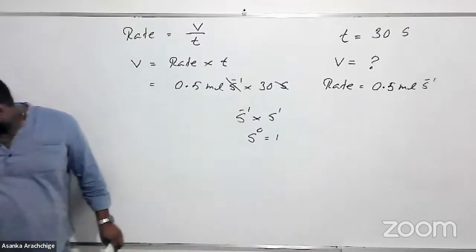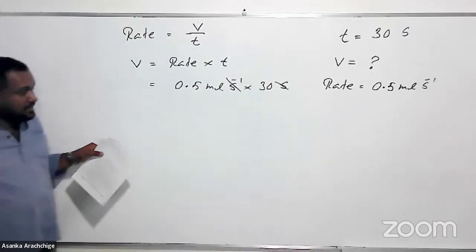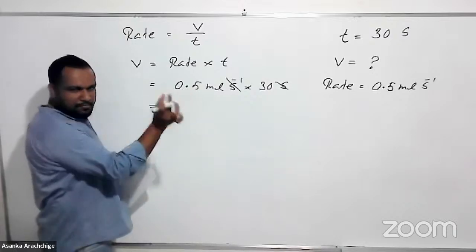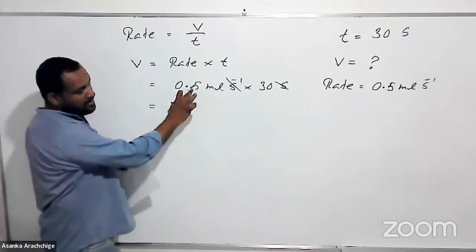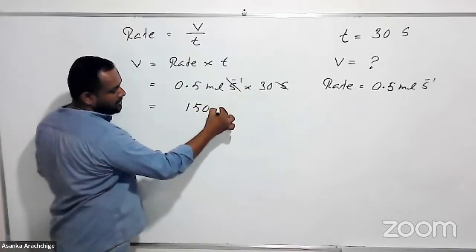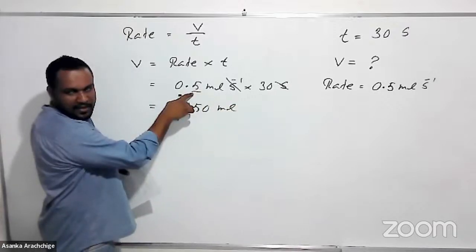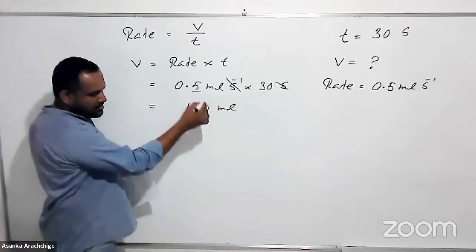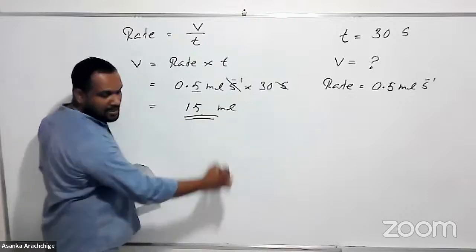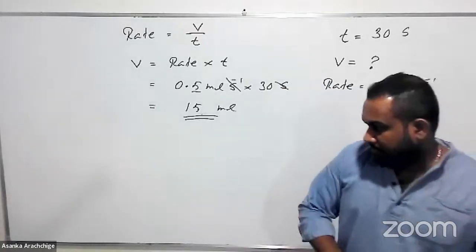Understood? Right. Then multiply 0.5 by 30. For a moment, forget the decimal point. Multiply 5 by 30, that is 150 milliliters, and then separate the relevant number of decimal places. Only one decimal place, therefore answer 15 milliliters. Clear? Right.